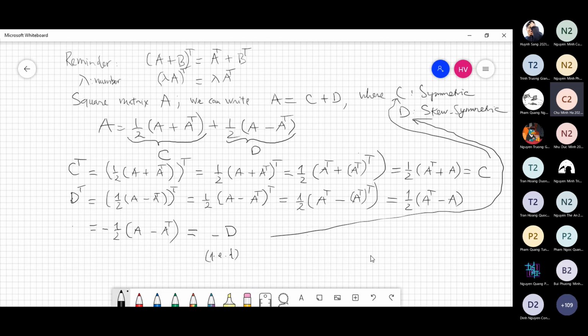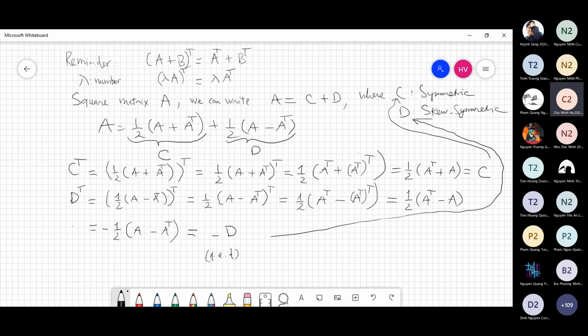So A can be written as a sum of C plus D, where C is a symmetric matrix and D is skew symmetric. Yeah, it's nice, and funny, right? And the idea is actually similar to the idea when we worked in high school with a function that is defined on a symmetric interval that can be decomposed as a sum of an odd function and an even function.